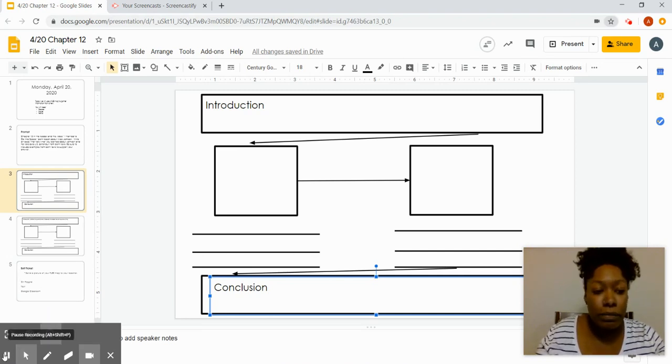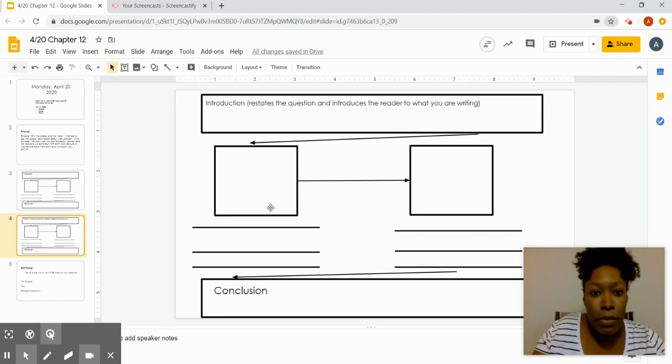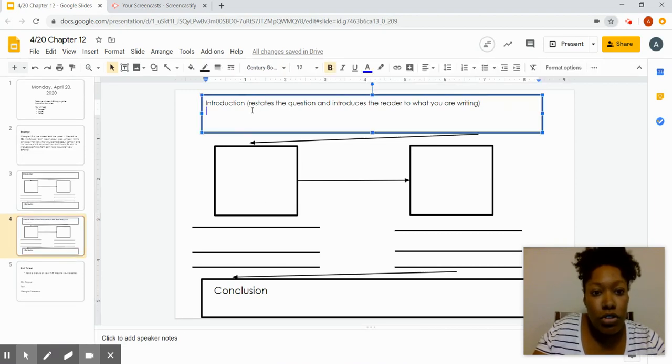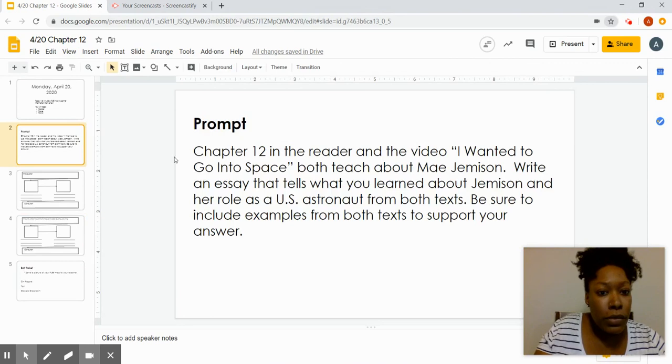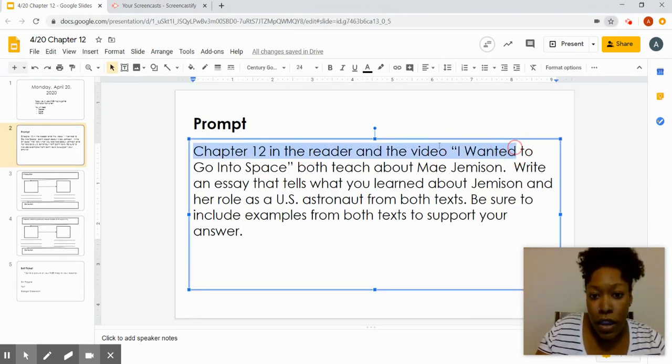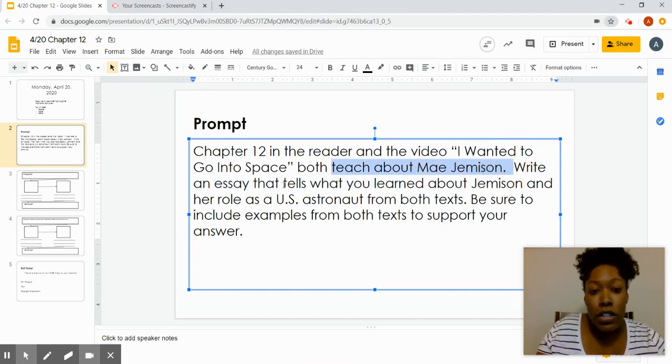Come back when you're ready. So now that our flea map is all ready, we're ready to write our introduction. Remember, our introduction restates the question and introduces the reader to what it is we're going to be writing about. So let's look at the prompt again. We know that we're going to use chapter 12 and the video, and they're both going to teach us about Mae Jemison. So we know that that's one part of what we're going to have to talk about.